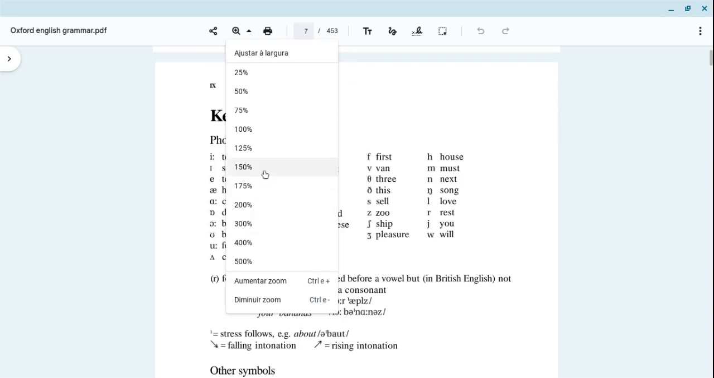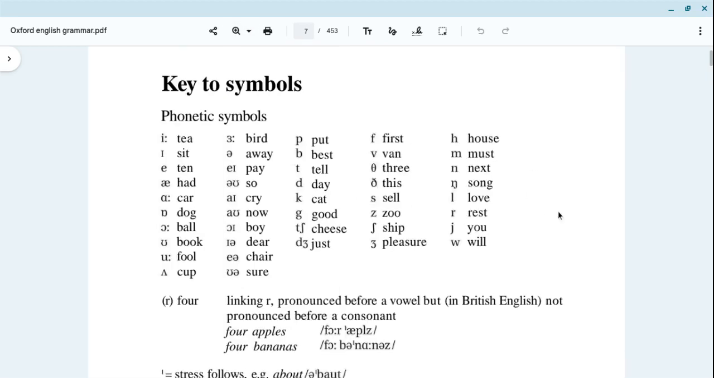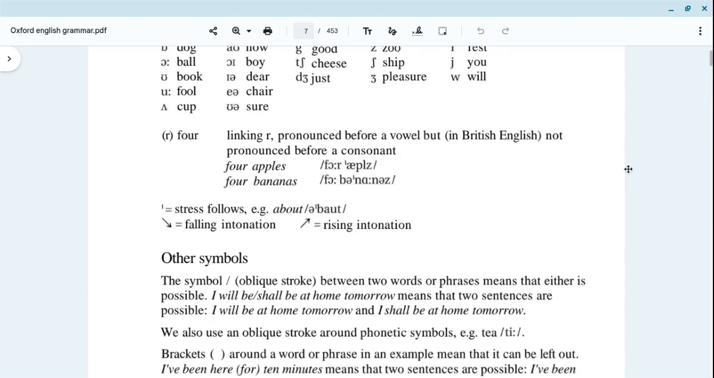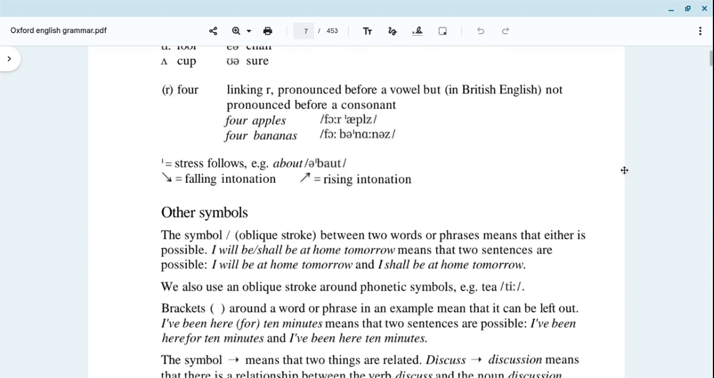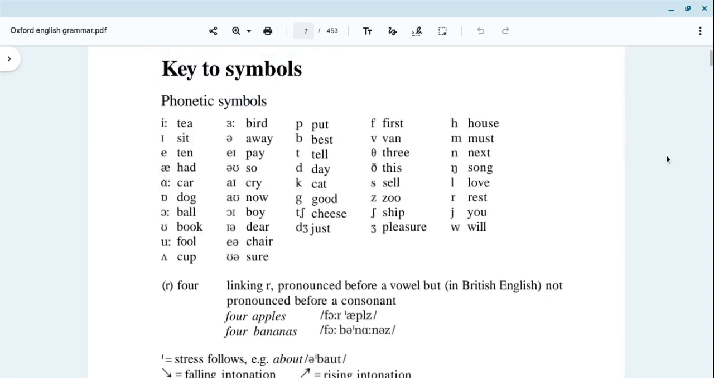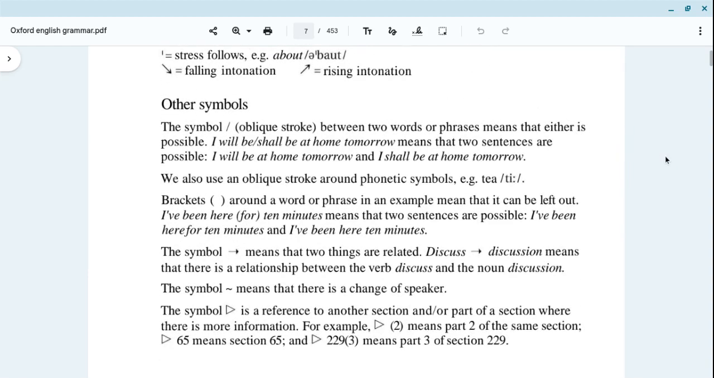Okay, everybody, key to symbols. I highly recommend you watch another YouTube video about phonetic symbols. Those are very important since the English language is taught by sounds, and they actually are very similar at some point, and about the vowels and everything. Okay, if you want to take a print screen of this too, other symbols.